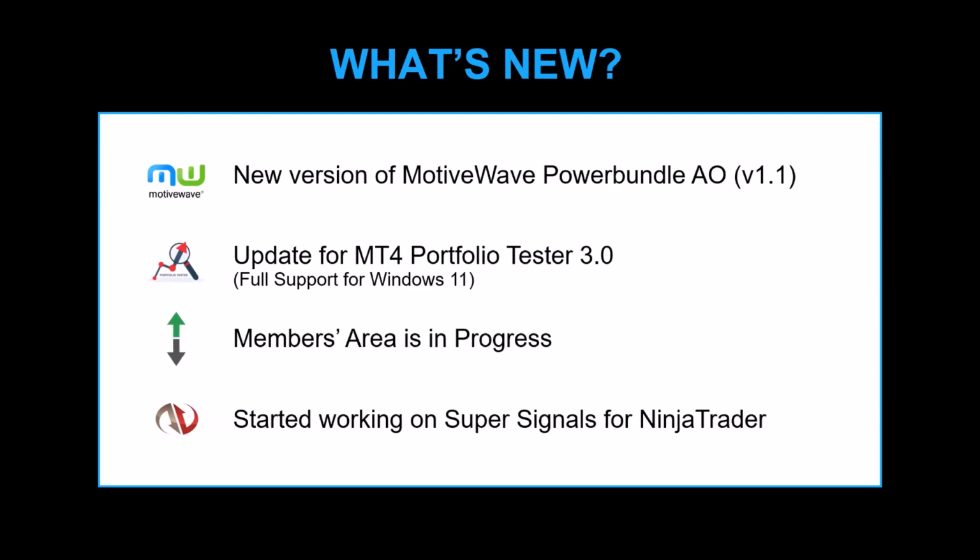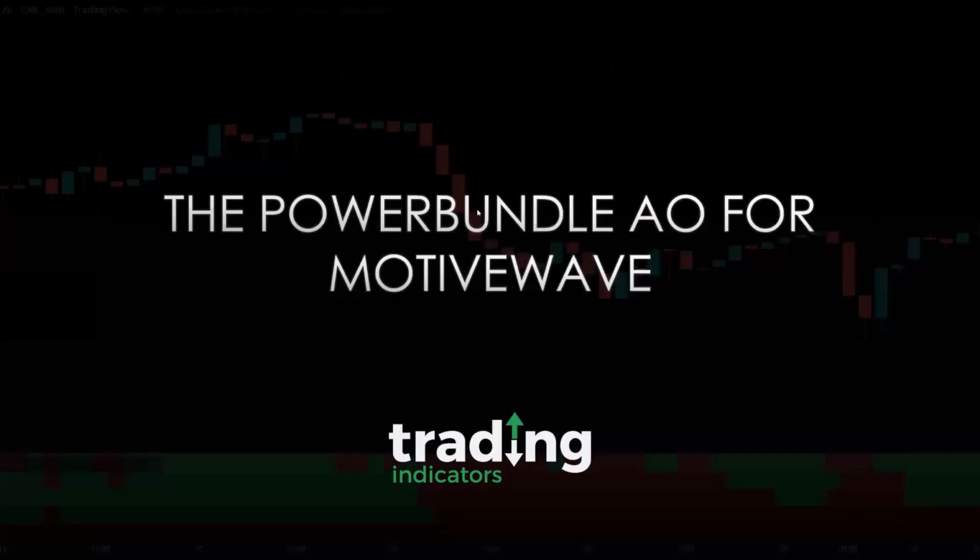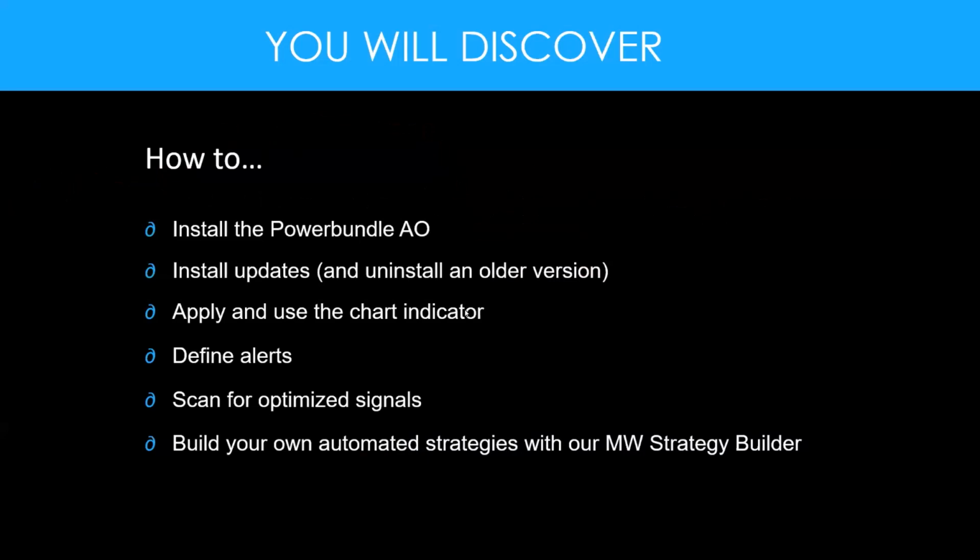All right. So this is basically what has happened with trading indicators. Now let's jump right into the topic at hand, which is the Powerbundle AO. AO stands for Auto Optimization for MotiveWave. In particular, we are going to cover some very basic things, such as how to install the Powerbundle AO, how to install updates. We're also going to cover how you can uninstall an older version. As we publish updates, you may not want to keep all the old versions because it's going to clutter your MotiveWave. So I'm going to show you how to uninstall it, which is not as clear in MotiveWave as it should be.